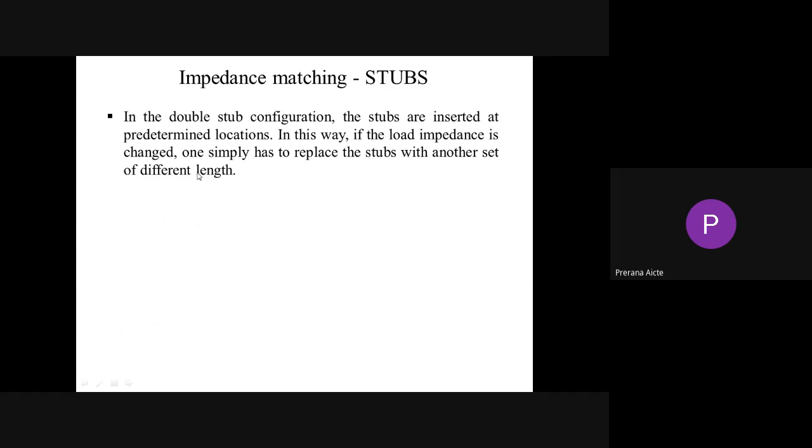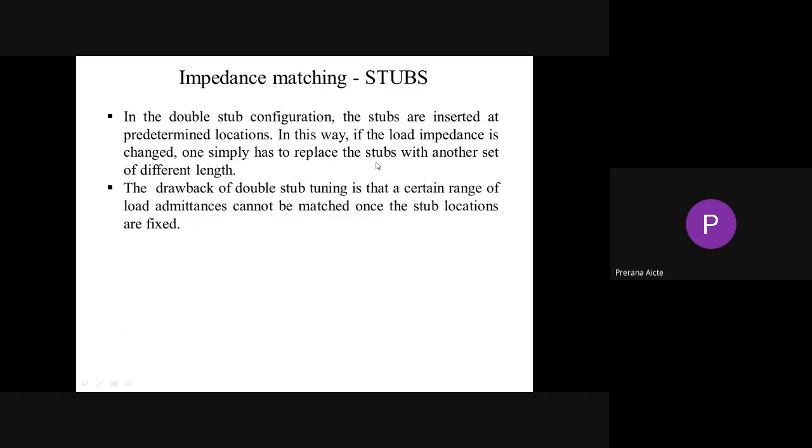It is impossible to change the load impedance every time. So the simple way to equate the load impedance and the characteristic impedance is simply to move the stubs, replacing the stubs with another set of different lengths. That is the second step, where you can insert them at some other distances.